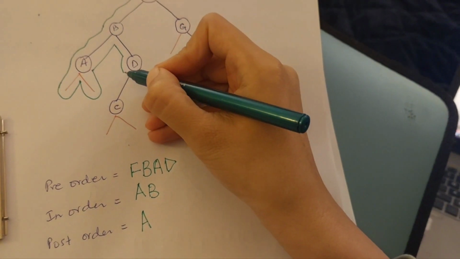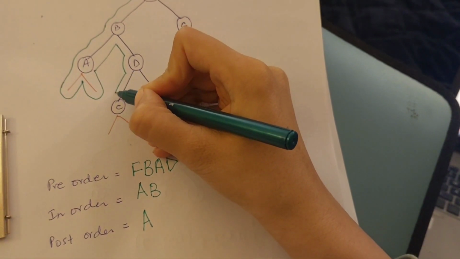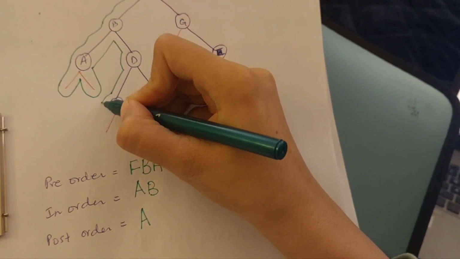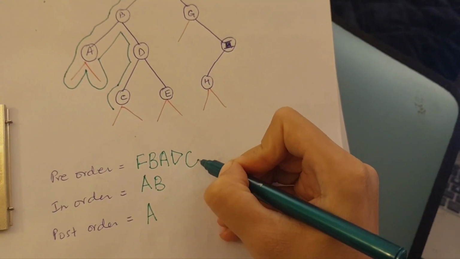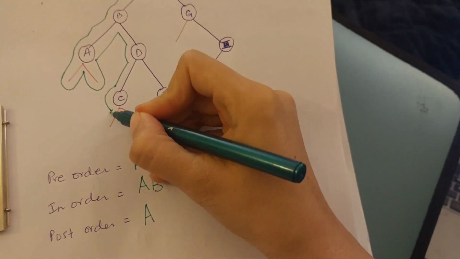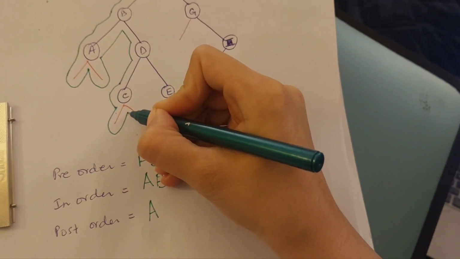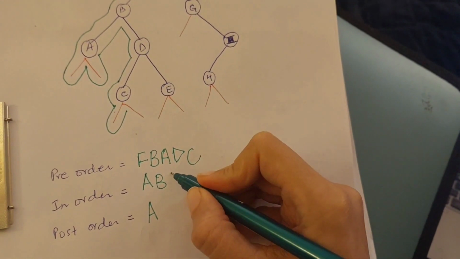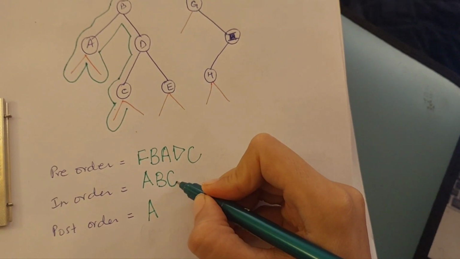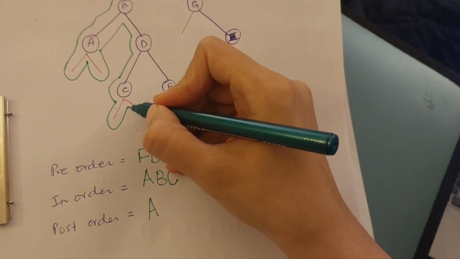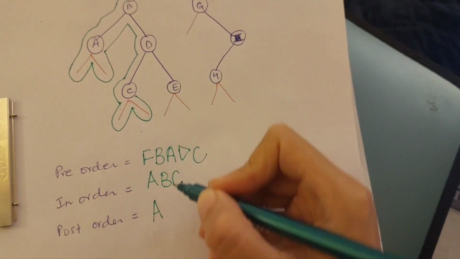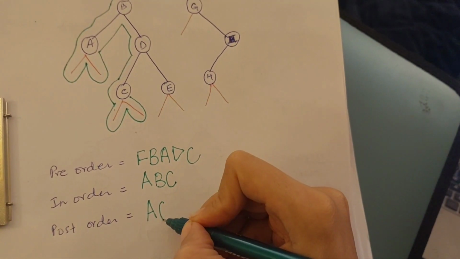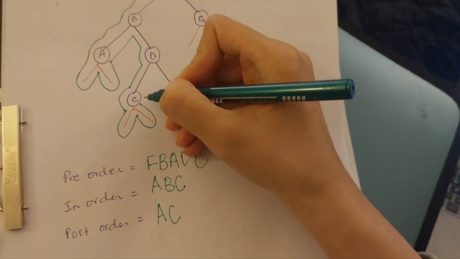Okay, now from node D, I will continue my journey and I will reach node C, right? This is my first visit of node C, so C will be written into pre-order. From here, I will continue my journey and I will again reach node C. This is the second visit of C, so this will come into in-order. From here I will again continue my journey and reach node C. This is the third visit of node C, so it will be written into post-order.